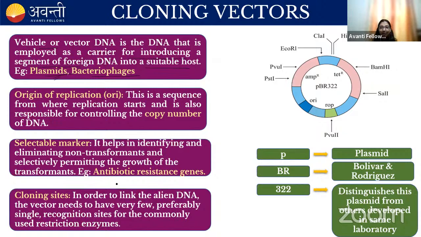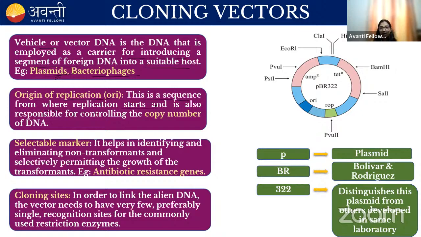There are certain characteristics of a vector. The vector should be small in size so that we can easily handle it. Second, a vector should have an origin of replication. We know that replication cannot occur at any random place. There should be a specific site or sequence where replication can initiate, and these sequences are known as the origin of replication.